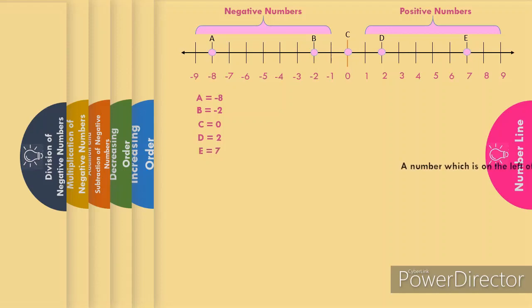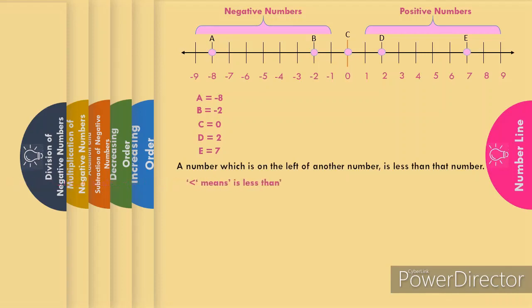7. In a number line, a number which is on the left of another number is less than that number. Example, we have number 9. The number on the left side of 9 is 8. Therefore, 8 is less than 9. We use this symbol for less than. Example, -2 is less than -1.